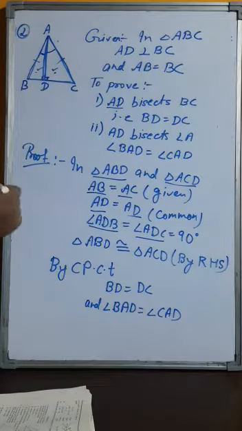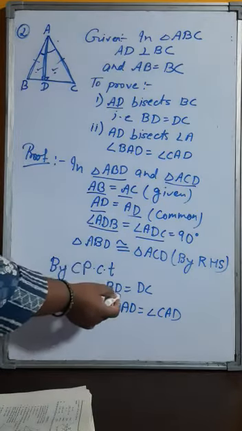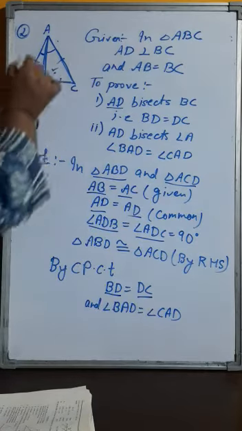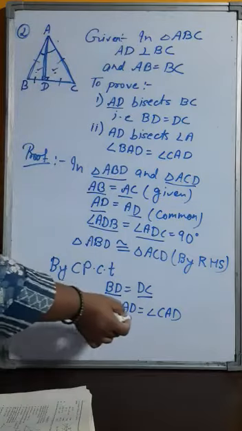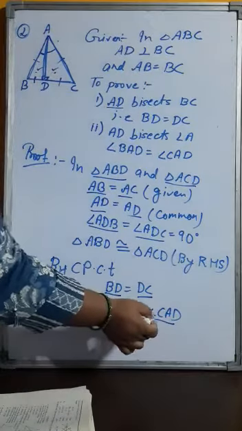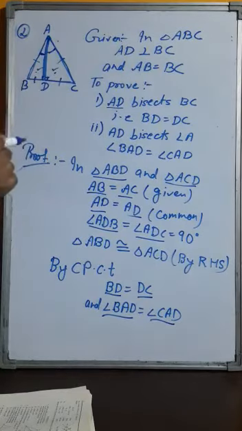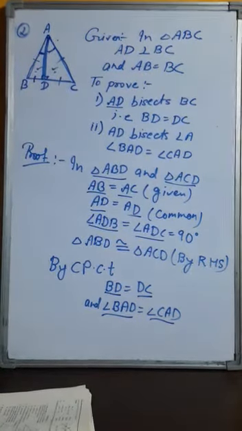So we can apply CPCT. By CPCT we can write BD is equal to DC. This means AD bisects BC and angle BAD is equal to angle CAD, which shows that AD bisects angle A. Now let us move to question number 3.